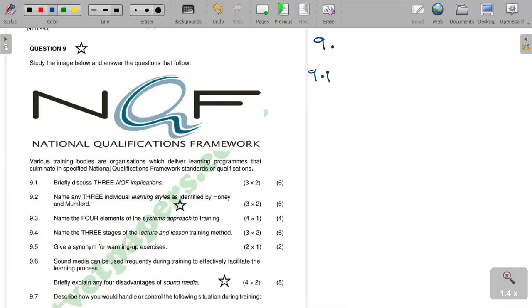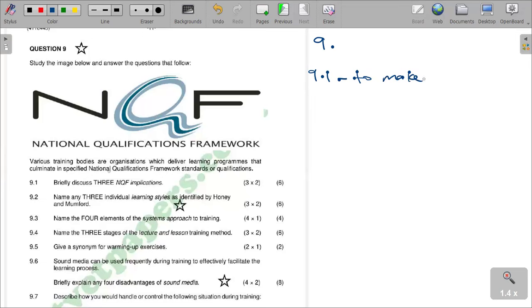Question 9.1, briefly discuss three NQF implications. NQF simply means the National Qualifications Framework. So we're going to discuss three implications. The first one is that they want to make sure that the process is learner-centered.